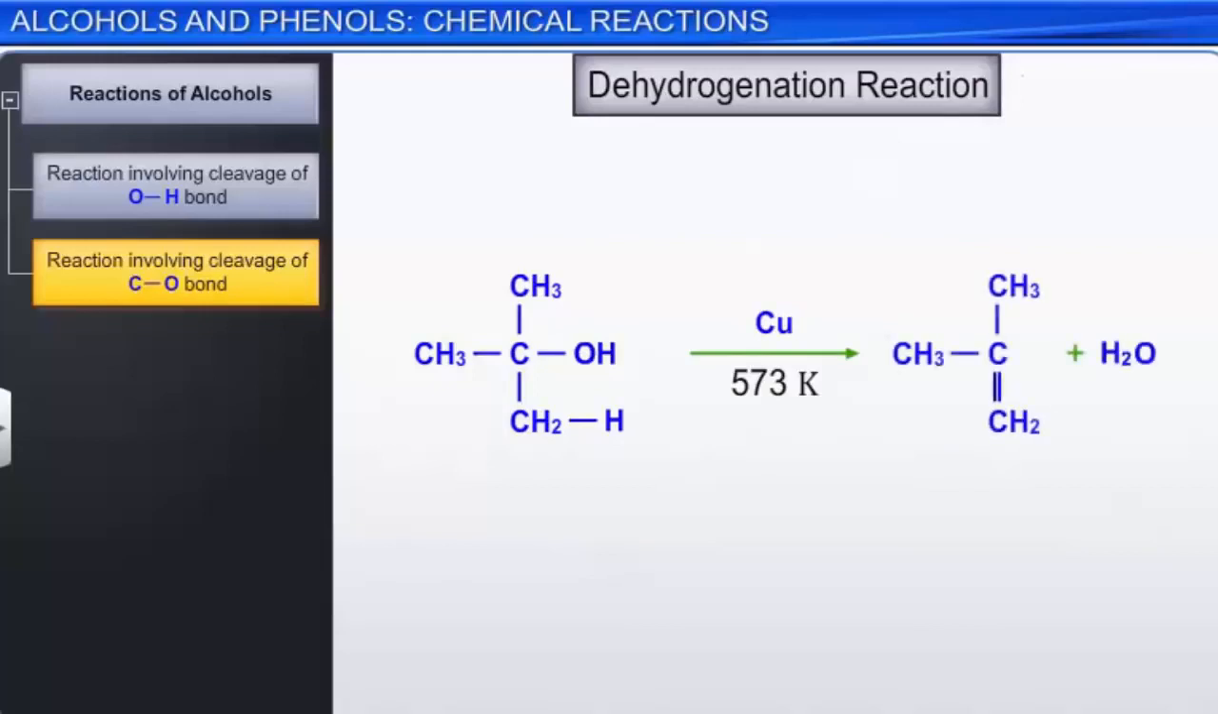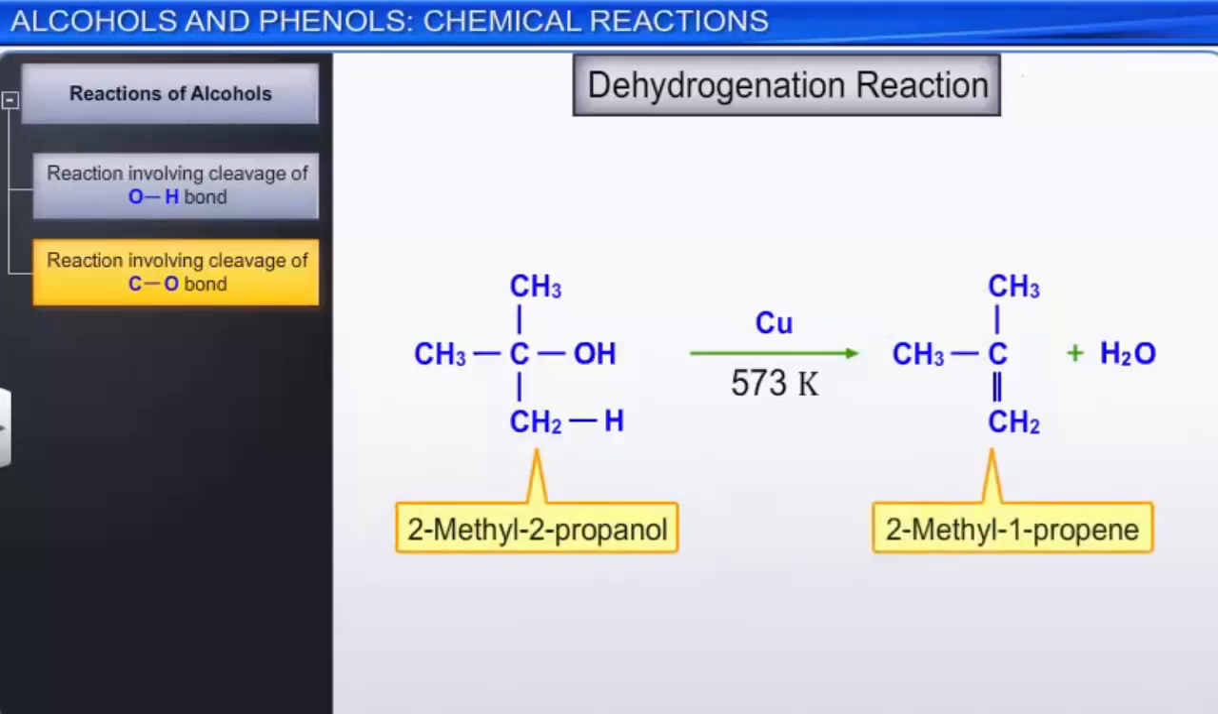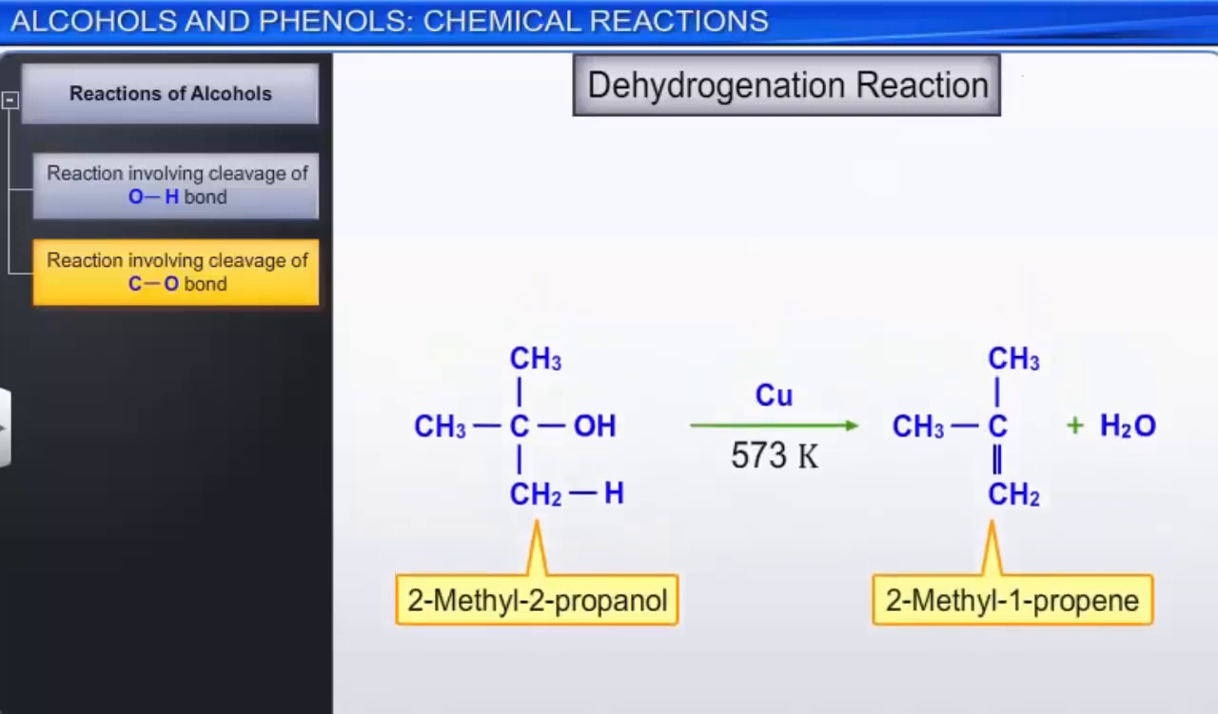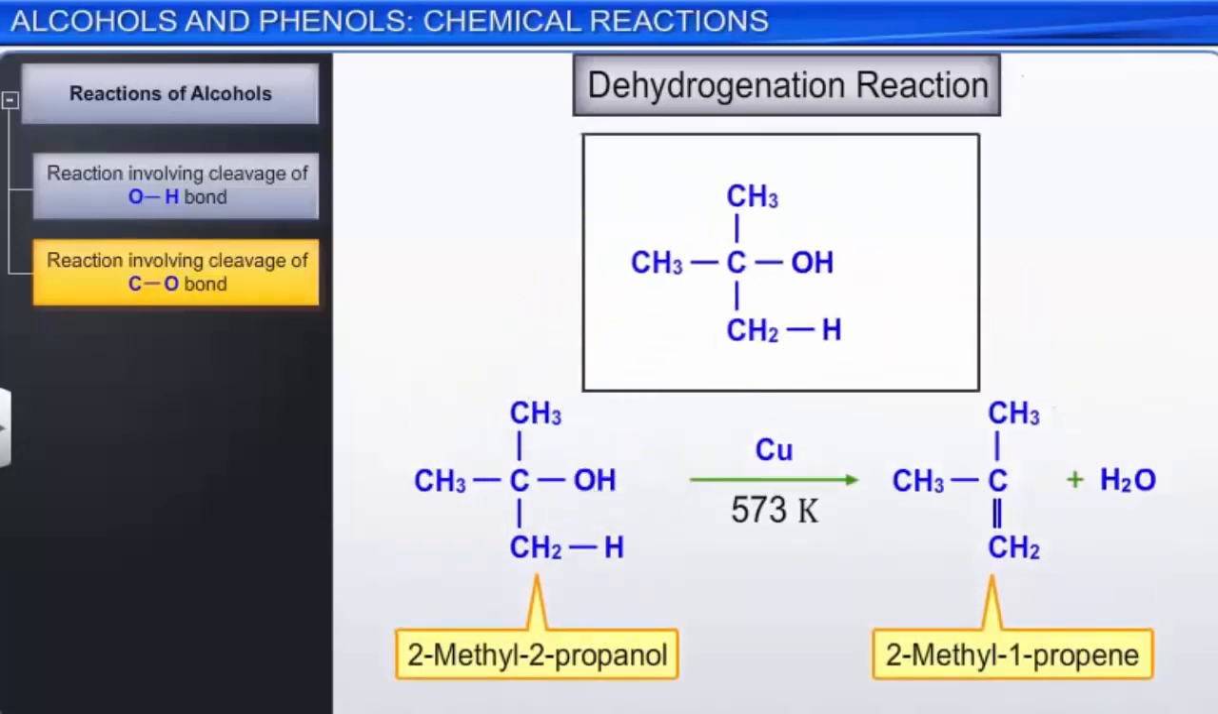For example, 2-methyl-2-propanol forms 2-methyl-1-propene when passed over heated copper. As the alkene forms, the OH group and one hydrogen from an alkyl carbon are lost to create a water molecule.